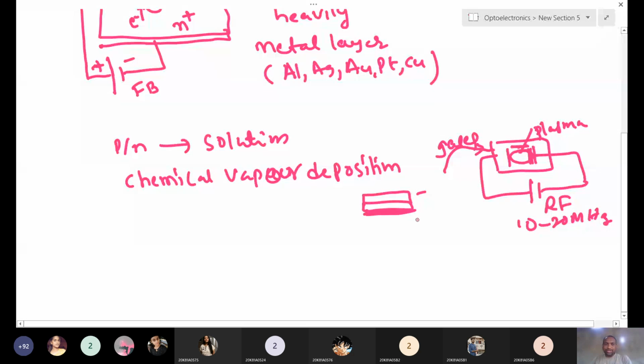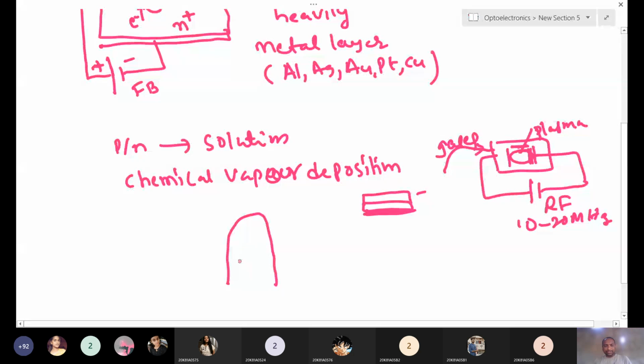Okay, this is the construction of the LED. After construction, we will take a dome type shape or structure. In that we will keep an LED, and we'll connect the plus and minus.